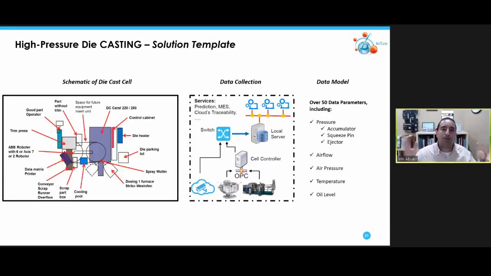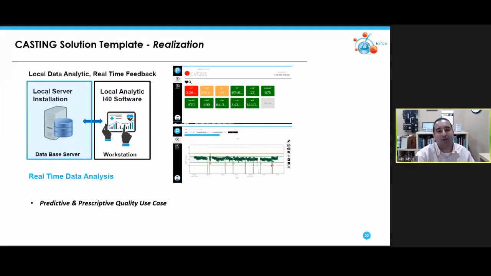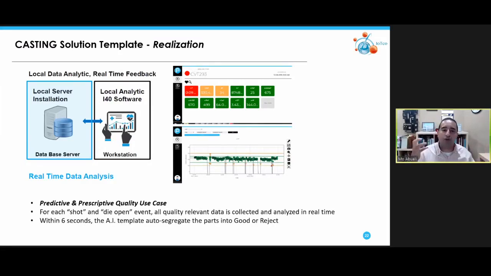You have 50 plus data parameters that are captured from a complex piece of equipment, a lot of moving parts, a trim press, a die heater, an ABB robot, a dosing furnace, right? You got pressures and airflows and temperatures. Machine has shots, right? Every time it injects molten aluminum to make a part. So how can you take that data and convert it into an operator user interface that provides predictive quality metrics for every shot, every die open event?